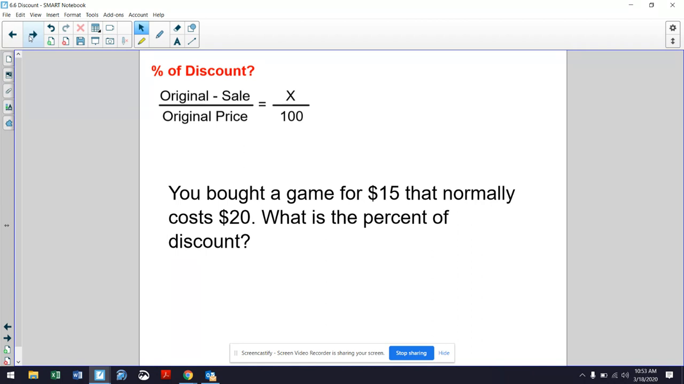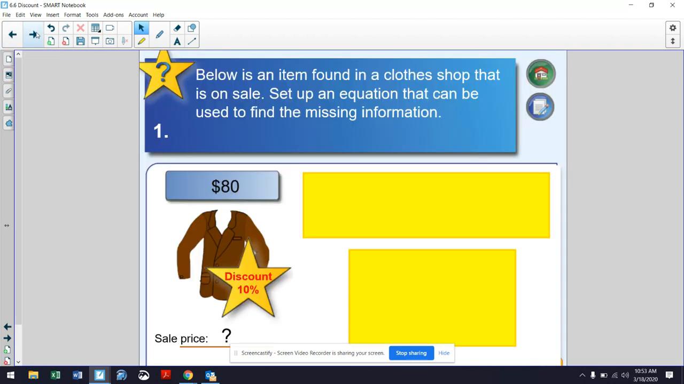The last one on here is if you were asked to find what the percent of discount is, and we would use the setup here. And this would be an example of when you would use this formula. You bought a game that was $15 that normally costs $20. So you got it on discount. You just want to find out what the percent of discount was. If you only paid 15 but it cost 20, how much did you not pay? What percent did you not pay? So let's look at some examples.